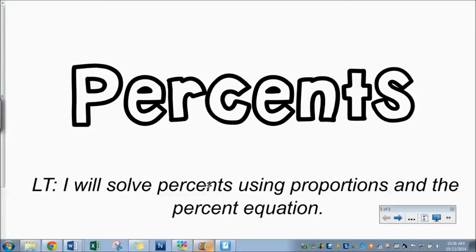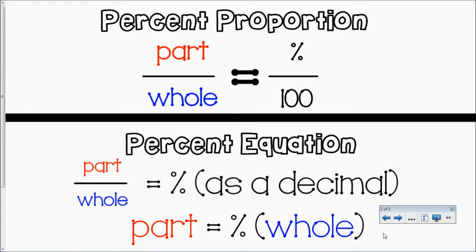With percents, you're going to see a big application of what you've seen so far this chapter of solving equations and solving proportions. Our target is that we're going to solve percents using proportions and the percent equation, which basically means we're going to present a few different ways to solve these kinds of problems. So first, the percent proportion. A proportion has a ratio set equal to another ratio. You'll see these words a lot, part and whole.